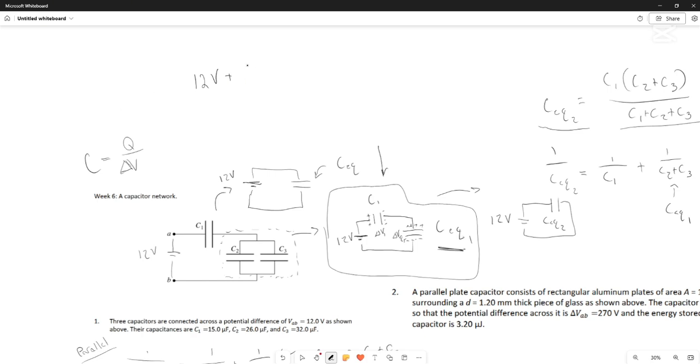We can rewrite, we know that due to Kirchhoff's voltage law, loop law, that this positive 12 volts voltage source minus V1 minus V equivalent 1 will have to equal 0. That's Kirchhoff's voltage loop law.